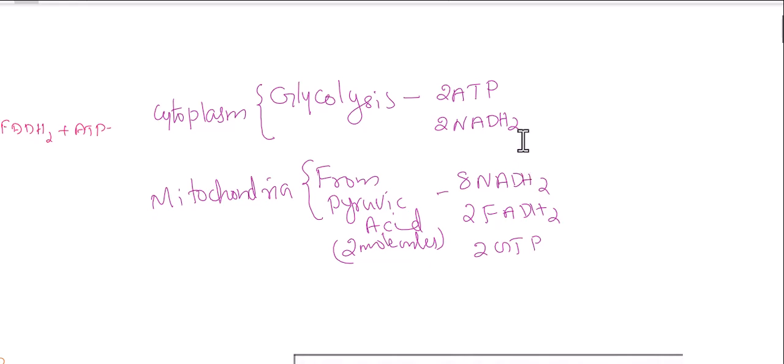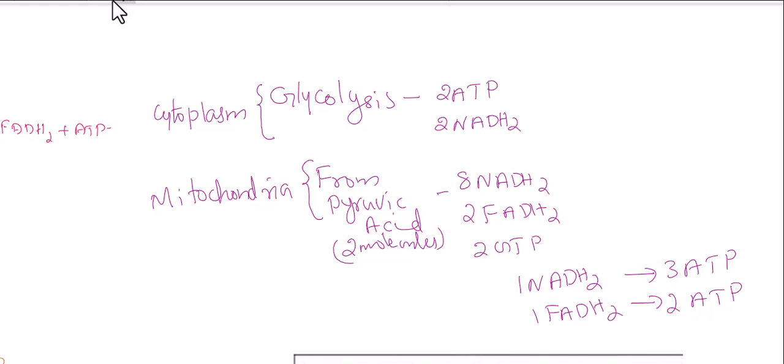We know that one NADH2 can carry an energy equal to 3 ATP. Similarly, one FADH2 molecule has an energy equal to 2 ATP. So these molecules need to be converted to ATP, and only then can the cell use that energy.